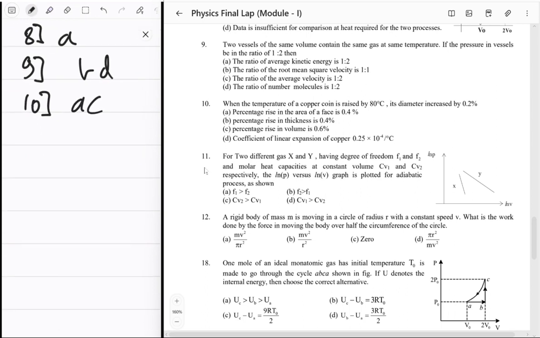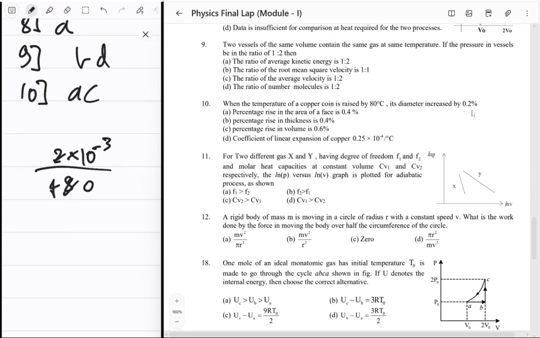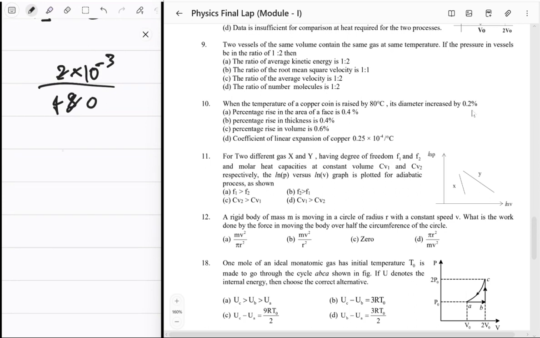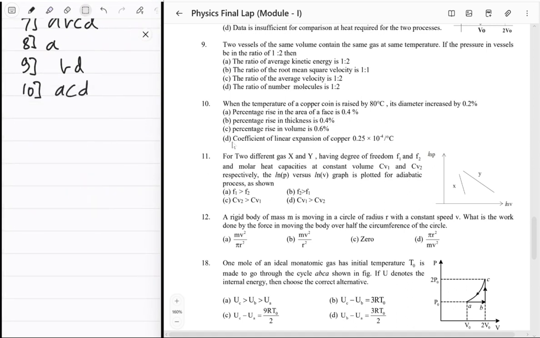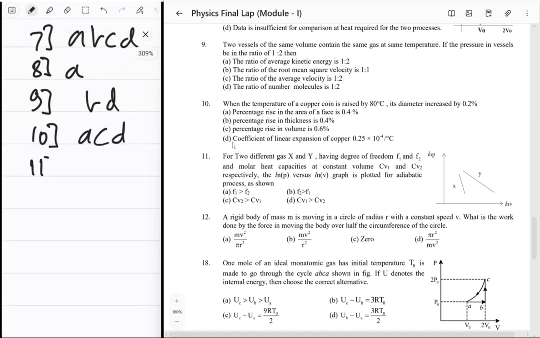Coefficient of linear expansion, that is, alpha delta T is what this value is, right? 0.2 percent, so 0.2 upon 100, that is 2 times 10⁻³. And this thing upon the temperature change, that's equal to alpha, which is 80. This becomes 10⁻³ upon 4, which is something like 0.25 times 10⁻⁴, or 2.5 times 10⁻⁵, or this thing, both work. So D is right. Next, 11th.